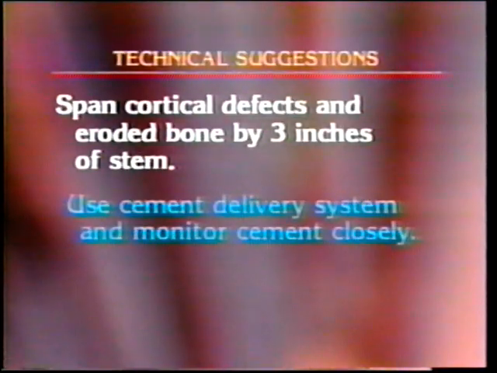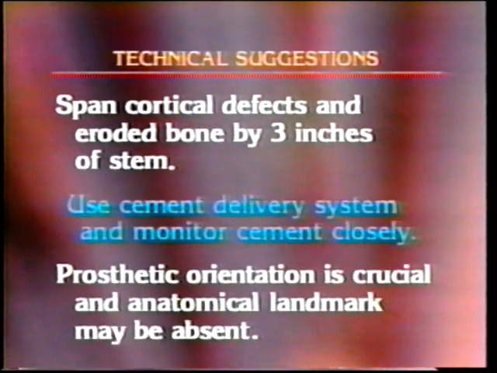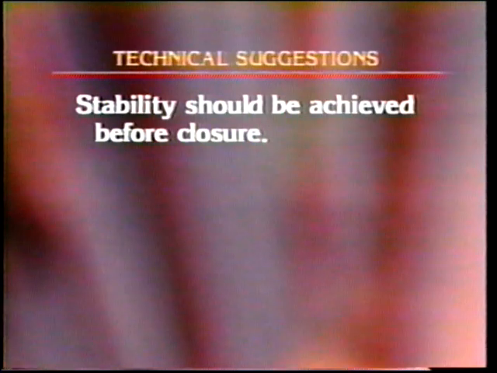Use a cement delivery system and monitor the cement closely. Monitoring the cement in these cases is extremely important with pressurization and the defects seen in revisions; you can get an awful lot of cement out into the soft tissues and not know it. Prosthetic orientation is crucial and anatomical landmarks may be absent. Because of the erosion of the bone, indeed the lesser trochanter, other anatomical landmarks may not be present, and therefore you have to be crucial on the orientation of your prosthetic device. And lastly, but probably most important, is that stability of the prosthesis should be achieved before closure.